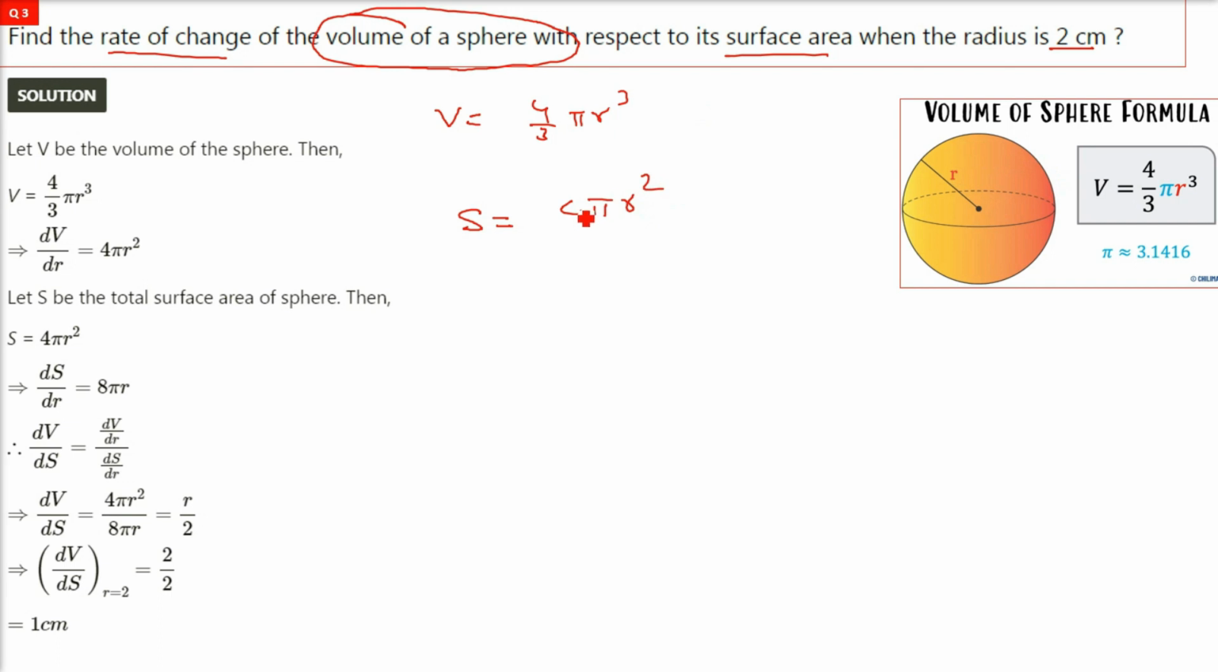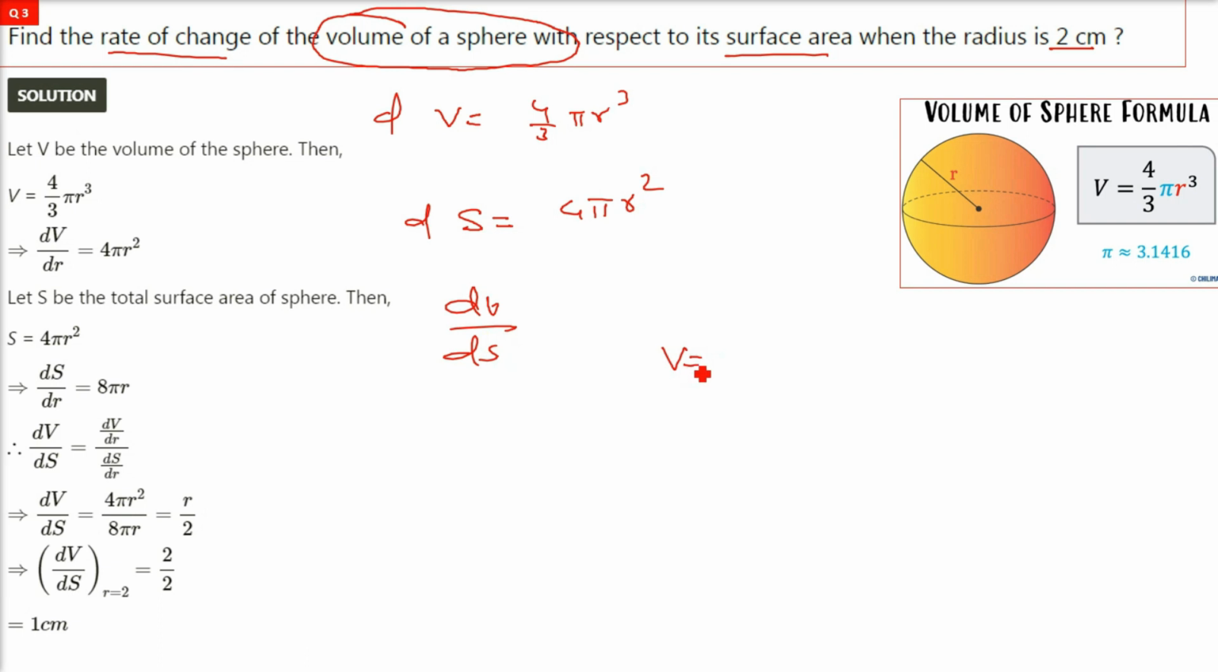So the volume is 4 by 3 pi r cube, the surface area is 4 pi r square. So the rate of change of volume of a sphere, that is dV, with respect to surface area. So dS has to be there. And once you find this, then finally you have to replace the radius by 2.